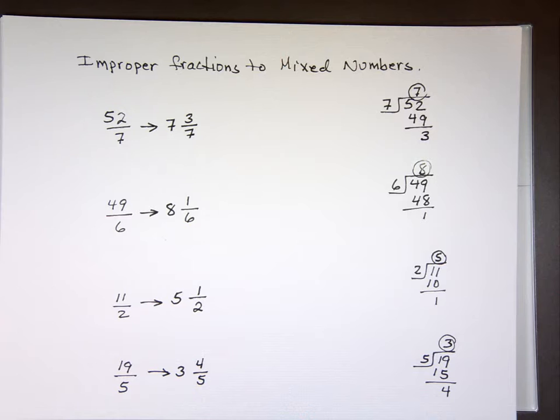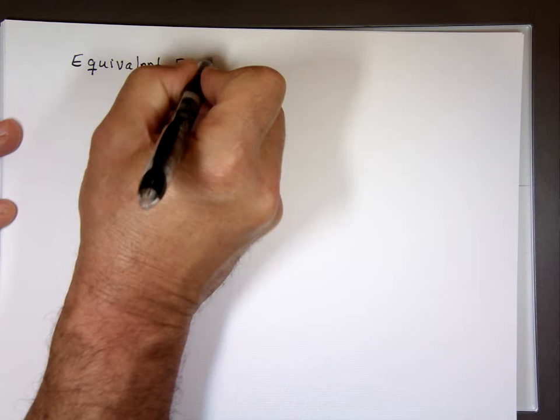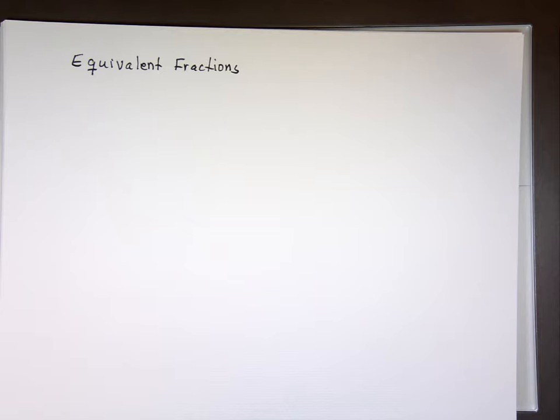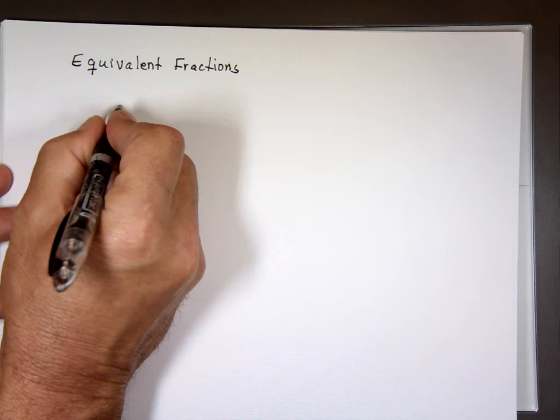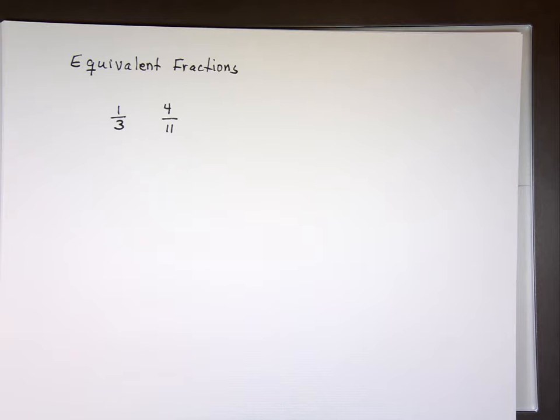Now, what about equivalent fractions? How do we know if you have two fractions whether they are equal or not? Now, we didn't learn how to simplify yet. So how am I going to know if these fractions are equal to each other? If I gave you 1/3 and 4/11, are these two equal to each other? Well, you can't simplify these, right? So one way to know if they are equal to each other or not, you do a cross multiply.